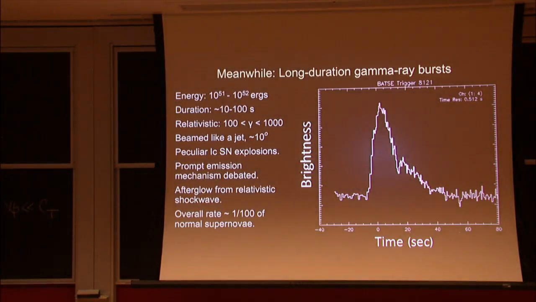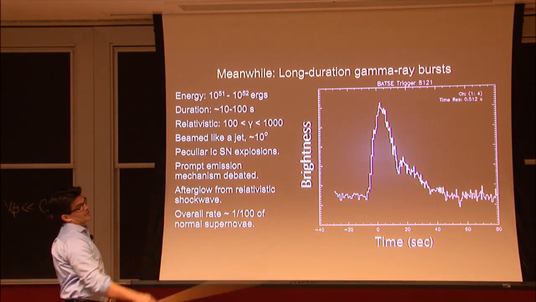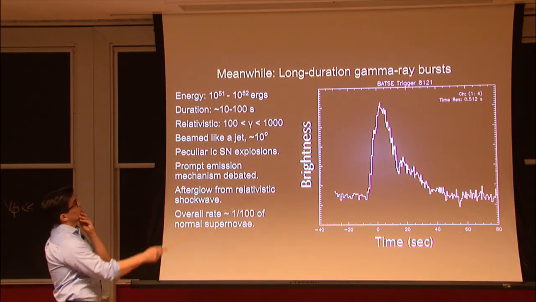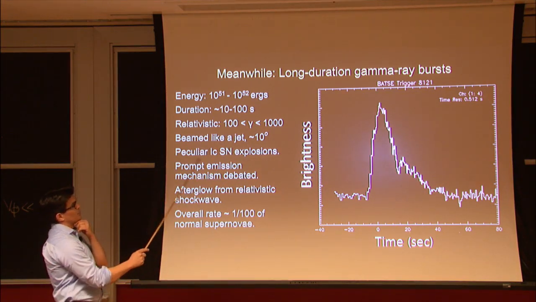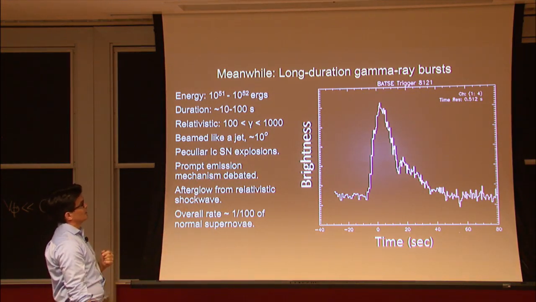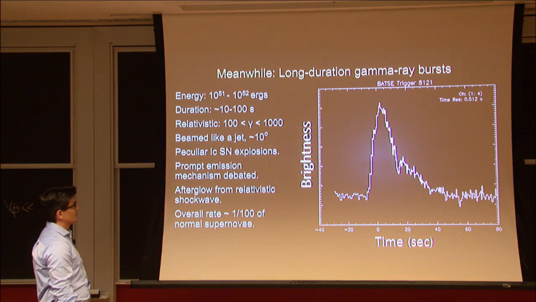So enter long-duration GRBs. We see explosions of energy 10 to the 51 to 10 to the 52 ergs, duration 10 to 100 seconds. They're relativistic. They have jets. They come with peculiar high-energy supernova explosions. The actual emission mechanism for the gamma rays remains debated.